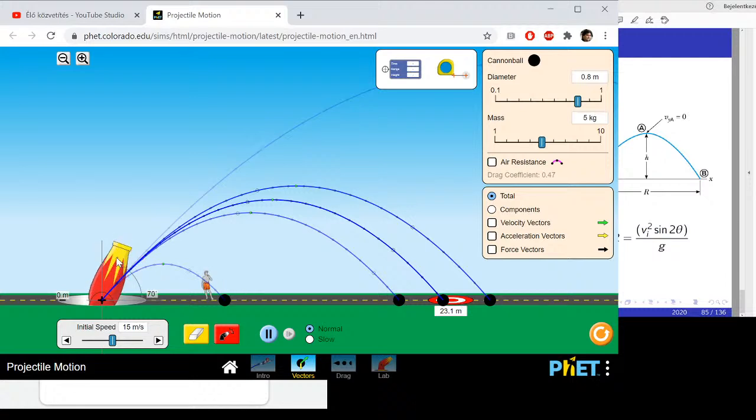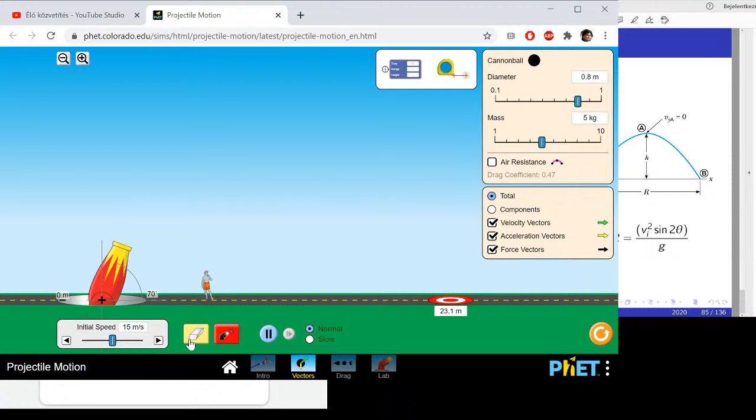So you can play that game, changing the angle, or switch the air resistance on and off. You can see the velocity vector, the acceleration vector, force vectors. Yes, that's all. You can clear the page. So this is a simple tool.